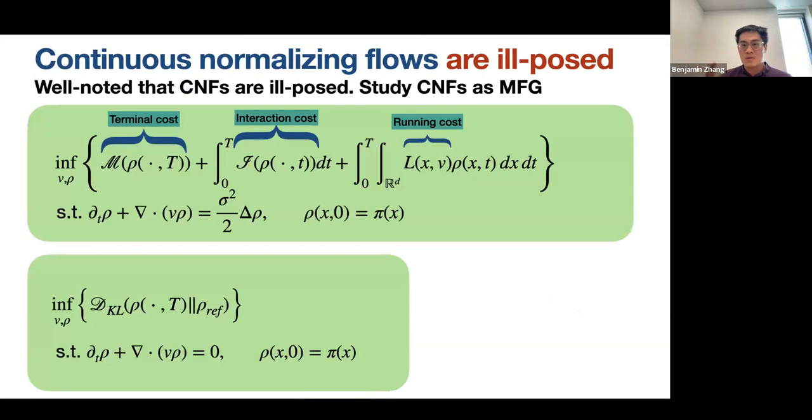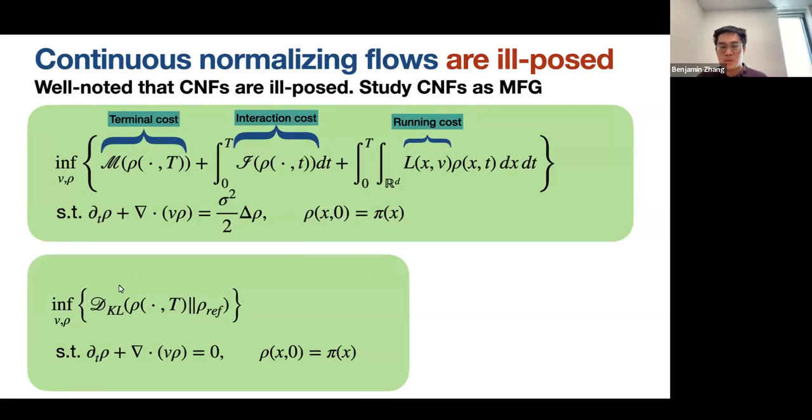So just to recall, this is the mean field game setup we're looking at. And we're just going to look at the problem that continuous normalizing flow solves, which is to minimize the KL divergence. In this case, it's trying to learn a flow that takes your distribution pi and normalizes it into a normal distribution.